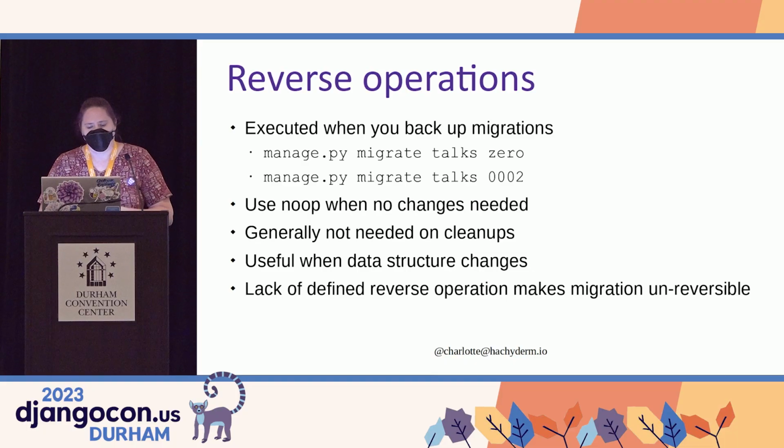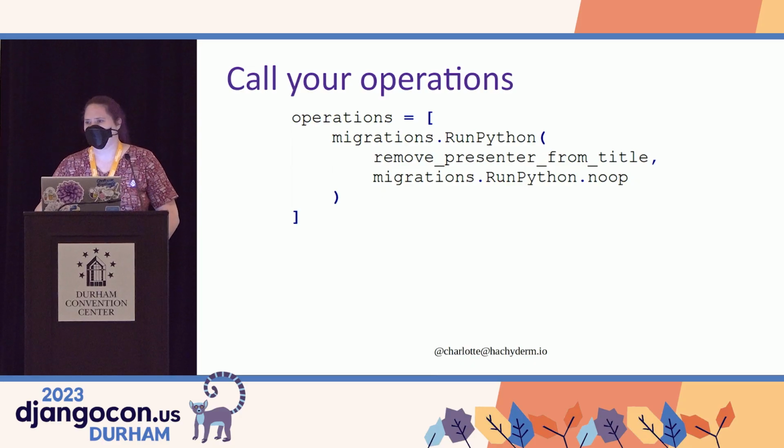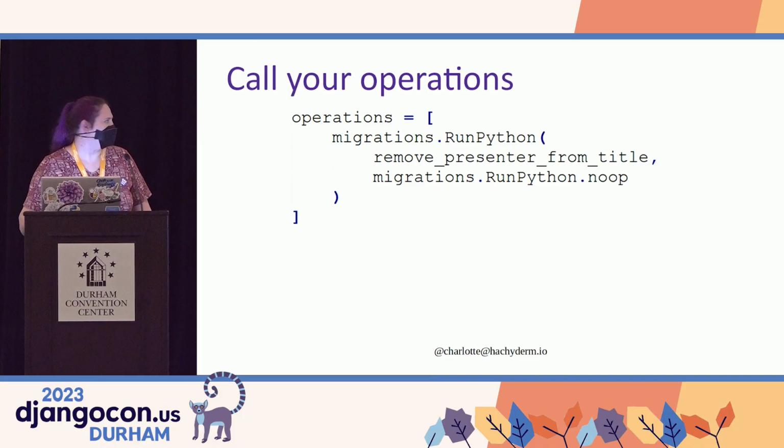It's important to note that a lack of that defined reverse operation would make a migration unreversible. So you would not be able to back up your migrations past that point. You'd have to manually reset things if you didn't have a reverse operation on there. So that's what those two parameters are. The first one is our function that we expect to run. The second one may never be run if you never have to back up your migrations. But if you don't need anything to be done in the reverse, you can throw that no-op in there. Otherwise, you need to write a reverse function, and you would put that as your second parameter.